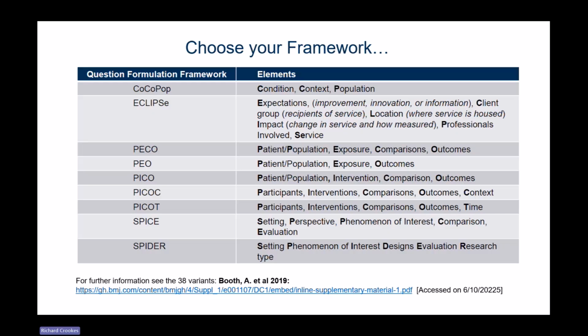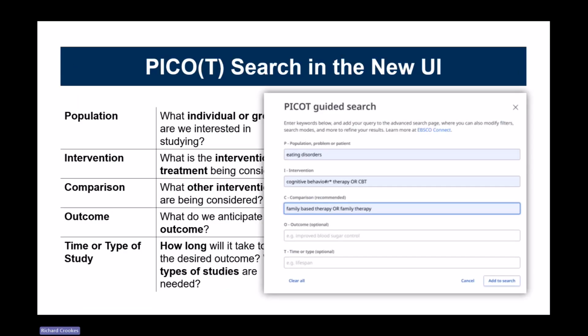So again, depending on the nature of the research question, the search query, you may use other frameworks, and also the type of database you're using. So PICOT is another framework, and this has also been applied to the new interface for EBSCOhost. So whether you're using CINAHL, Medline, or in this case, PBSC. So it features the other aspect of time or type of study. So that means how long would it take to reach the desired outcome? You could be looking at a 6-month time frame, for example, or it could be a lifespan. And then what type of studies are needed as well. So again, that's an additional element of the PICO framework that you could factor in when creating your search strategy using this framework. And you see an example there with the guided search.